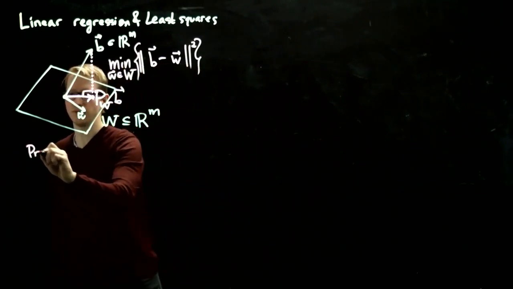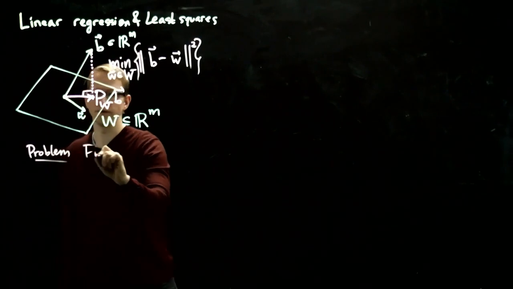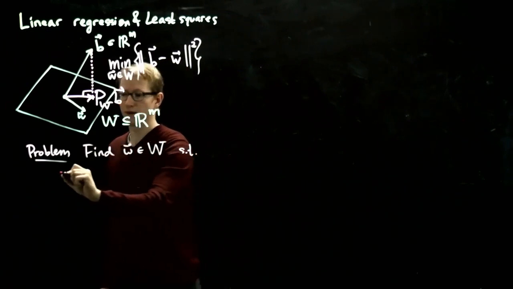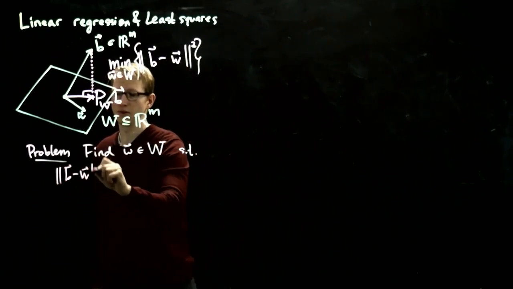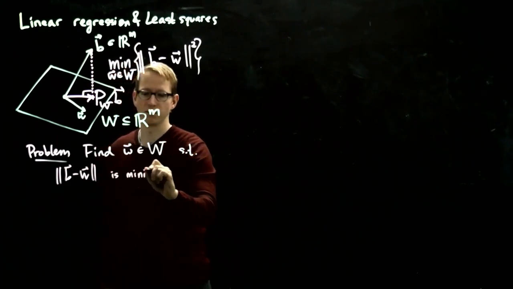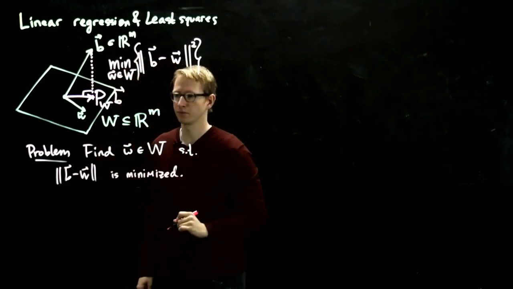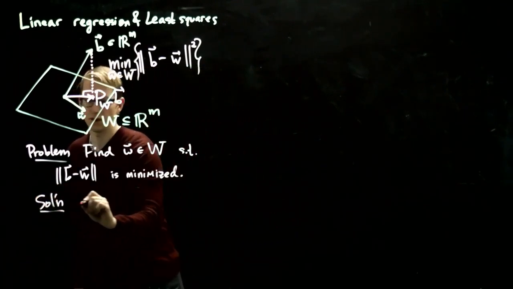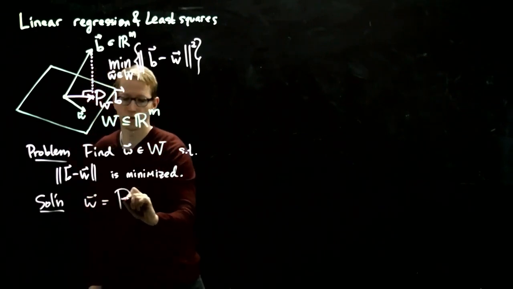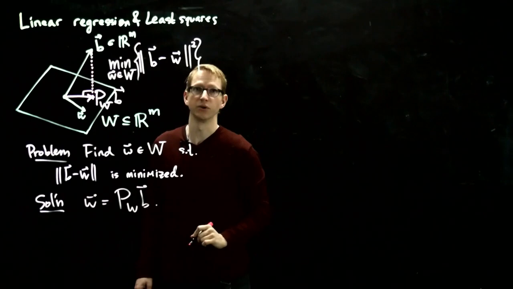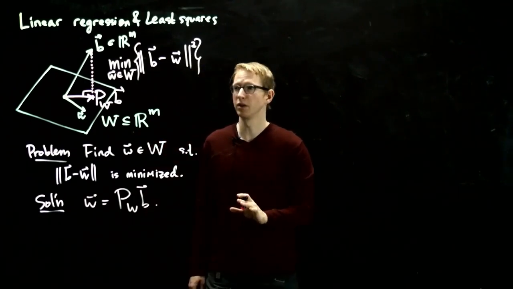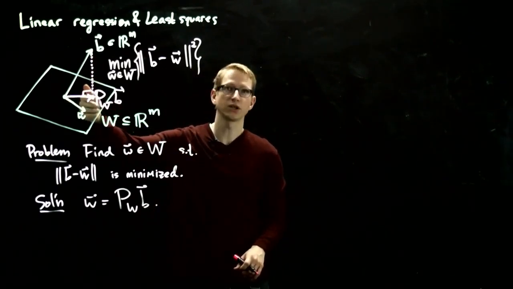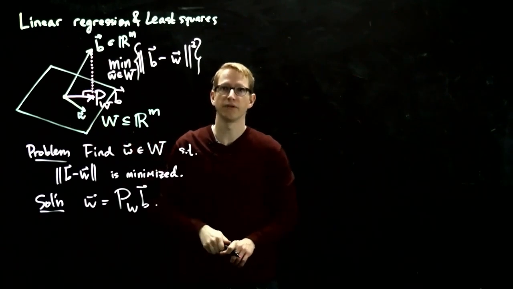So that's the statement of the problem: to find w inside of W such that the distance between B and w is minimized. And it turns out that the solution to this problem is exactly w equals the projection of B onto W. And I won't give a precise proof of this statement, but we should at least get an intuition for why this is true. Looking at this picture, I've already drawn the projection of B onto W and another arbitrary vector w.